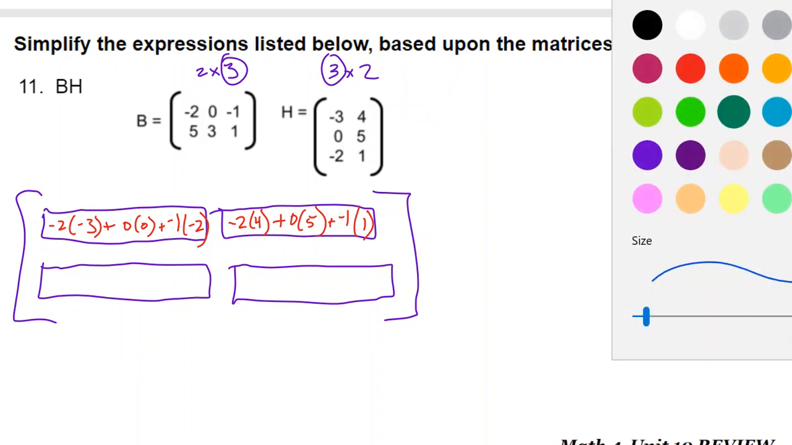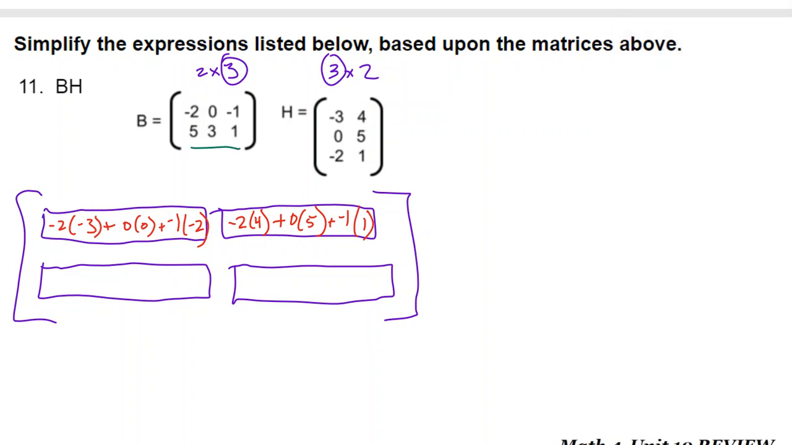And then let's go that color instead. Second row, first column. 5 times negative 3, and 3 times 0, and 1 times negative 2. And we switch over to the other column. 5 times 4, 3 times 5, and 1 times 1.